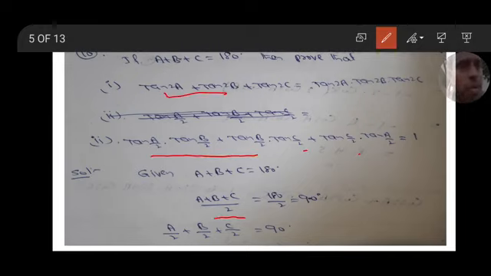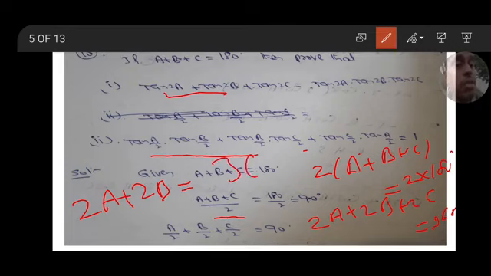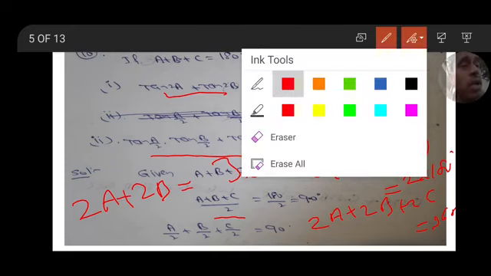In the first problem 2a, 2b, 2c is there, so you have to multiply by 2. 2 into a plus b plus c equals 2 into 180. So 2a plus 2b plus 2c equals 360. Next step, 2a plus 2b equals 360 minus 2c. Then apply tan. Apply the tan, you will get the answer.